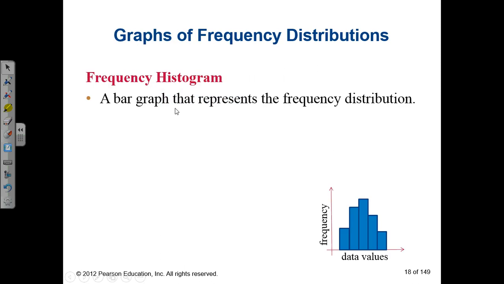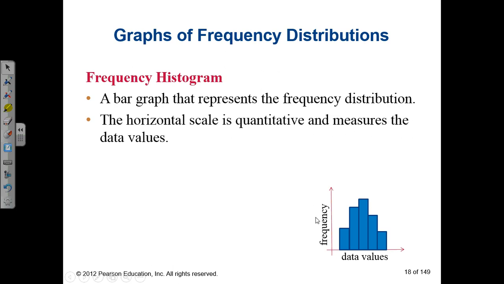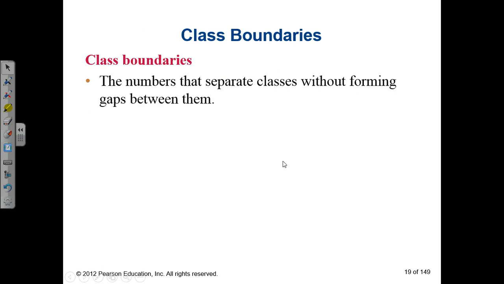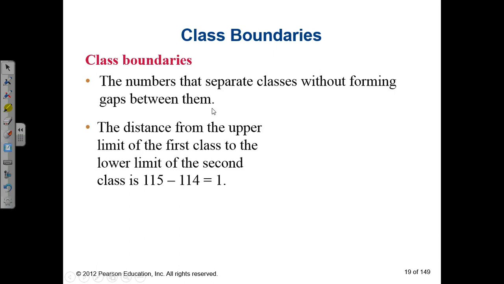Now, often you've heard the term "a picture tells 1,000 words." A frequency histogram is a bar graph that represents the frequency distribution. Notice the horizontal scale would be our classes, and our vertical scale is the frequency. Consecutive bars must touch. Now, in order to do this, we need to come up with another measure known as the class boundaries, so that we can separate the gaps between the classes.